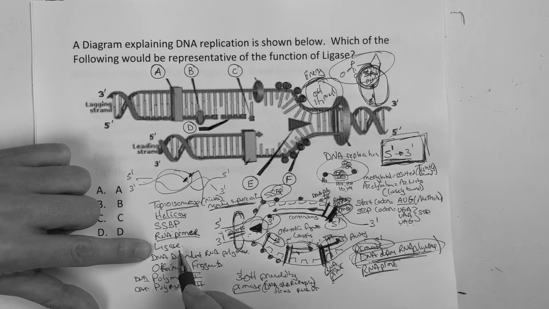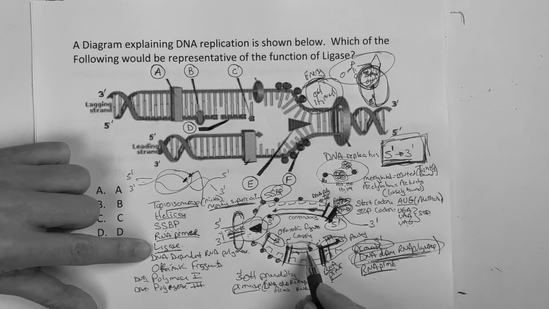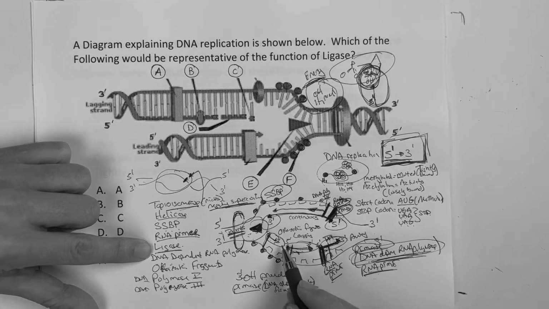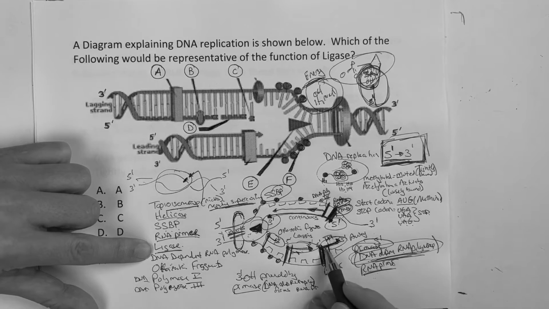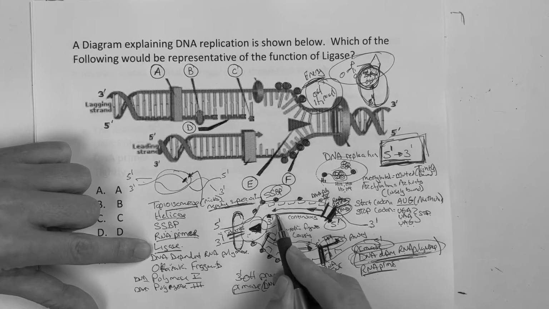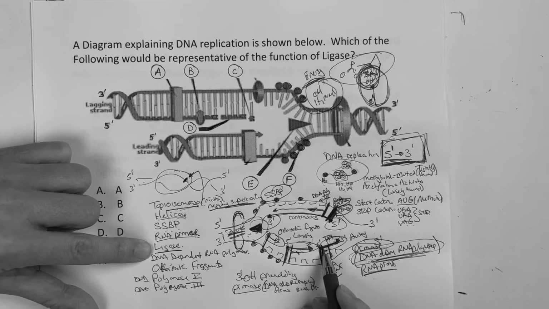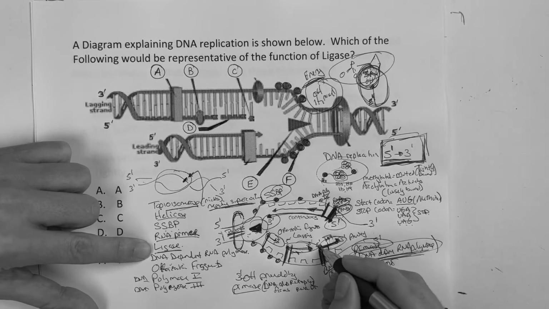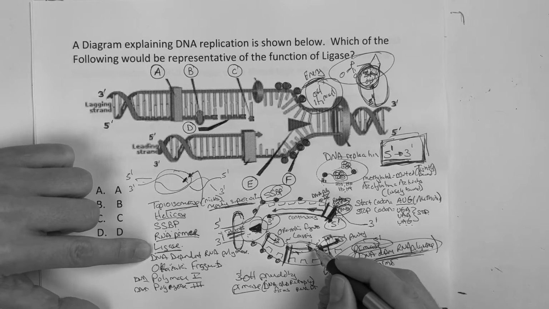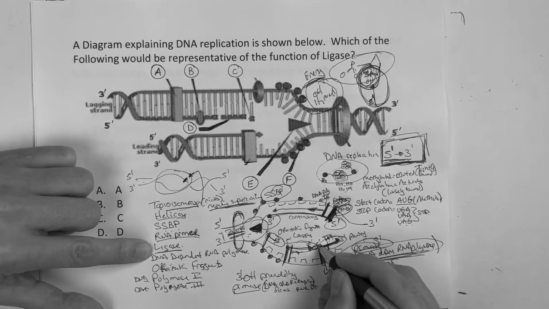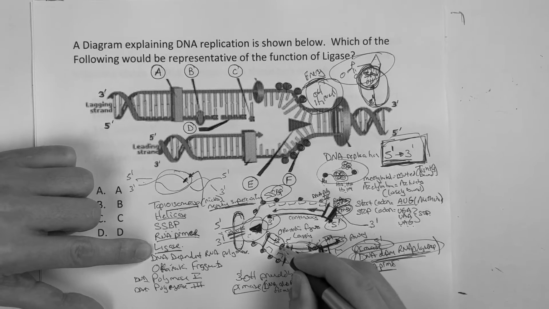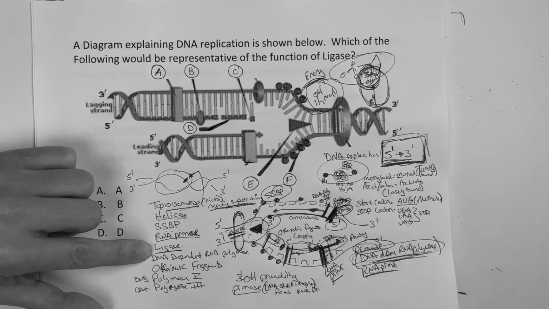And then this guy here, you remember how we said that you got these little fragments right here? You got these little fragments. Now, after they're made, this leading one's nice and continuous, but these guys down here need to be stuck together, right? Who sticks them together? Ligase. Ligase is the glue that puts these Okazaki fragments together.